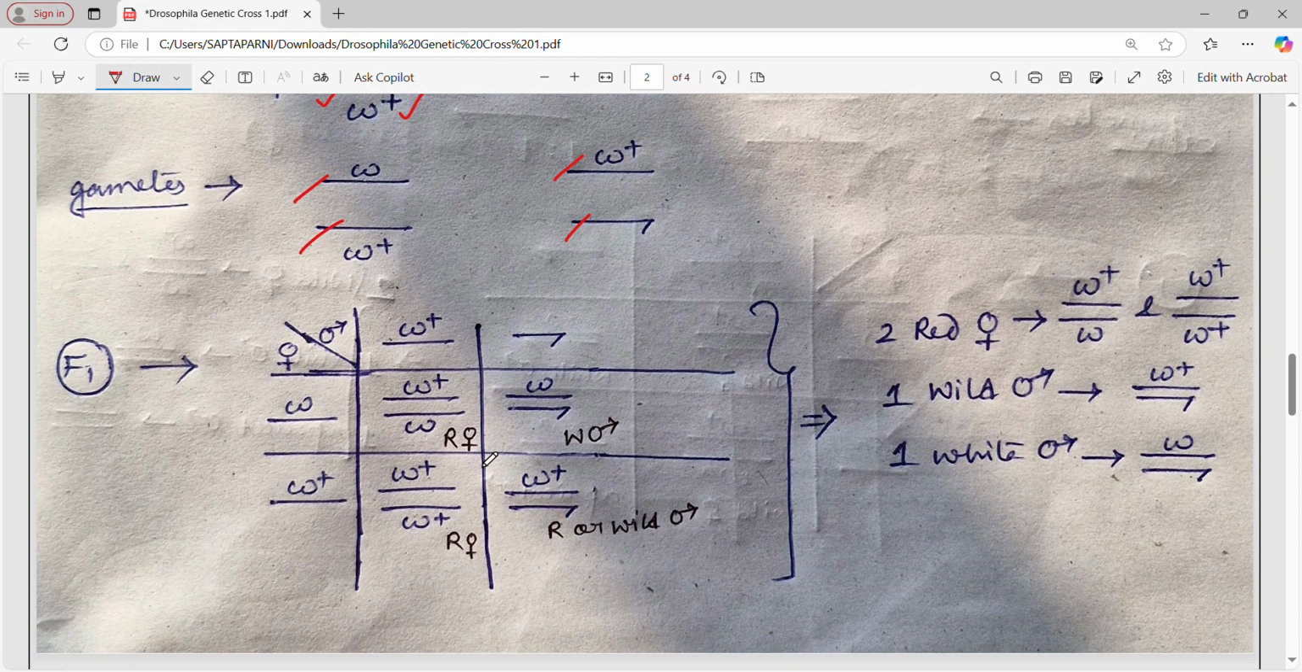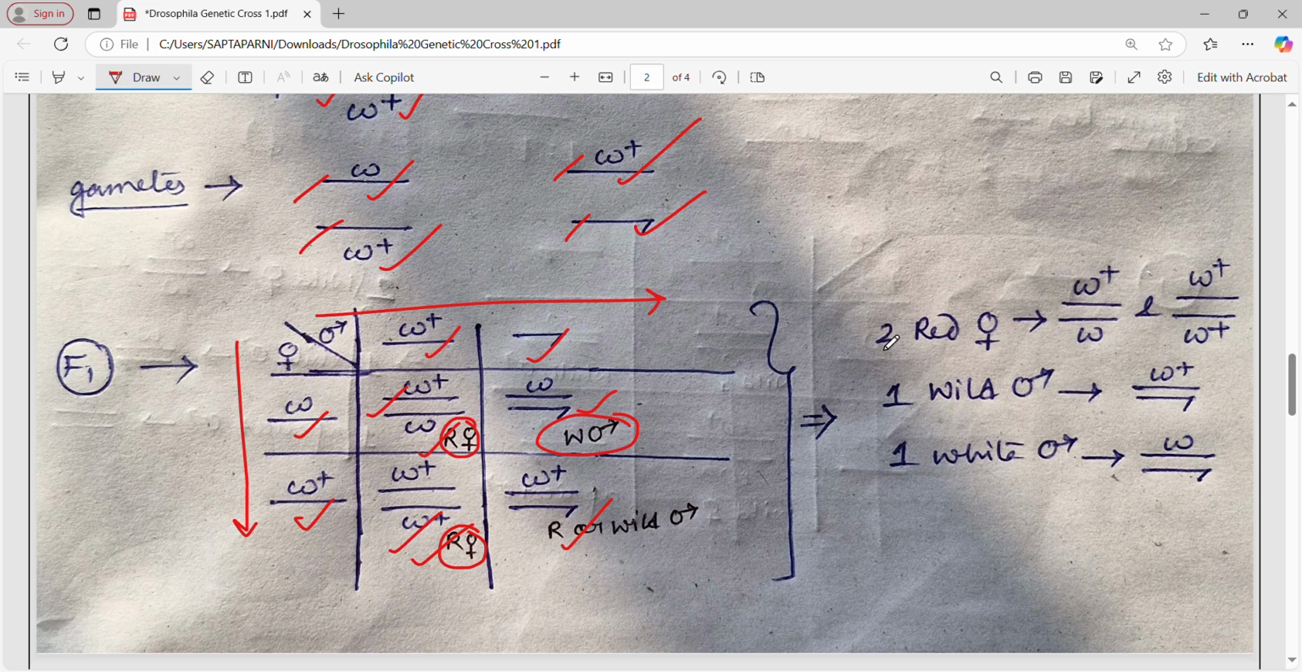Now let's do the Punnett square or checkerboard. See here we have written the male gametes on the upper side and the female gametes on the lateral side. Male gametes are W plus and Y chromosome, and female gametes are W and W plus. Crossing these we can get W plus W, which means red female or wild type female. Then W and Y chromosome, that means white male. Then W plus W plus means it is also the red female or wild type female. Then W plus and Y chromosome means it is the red or wild type male. Okay. Now how many red females or wild type males are here? 2.